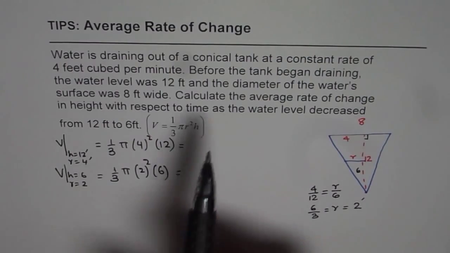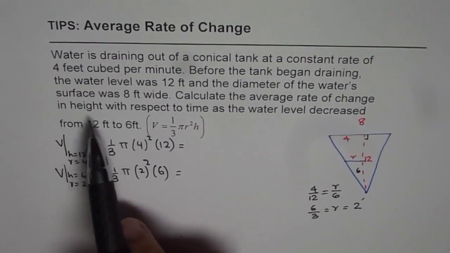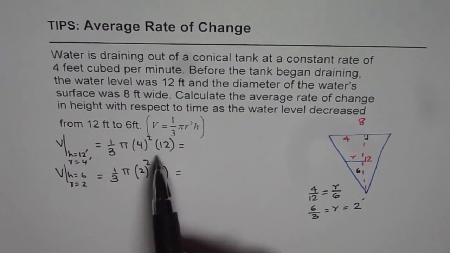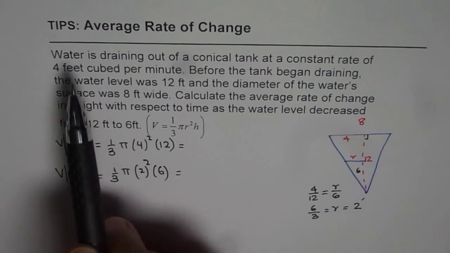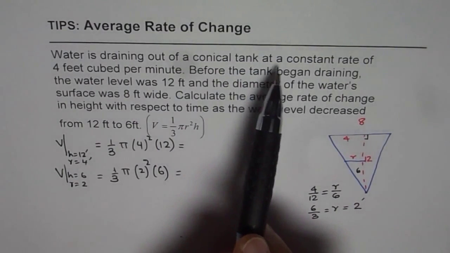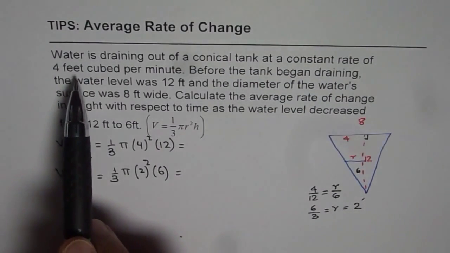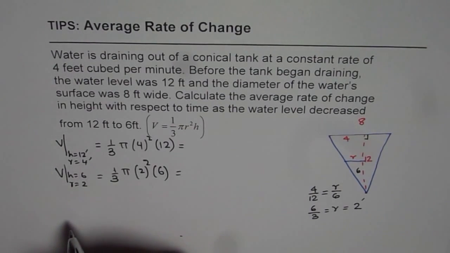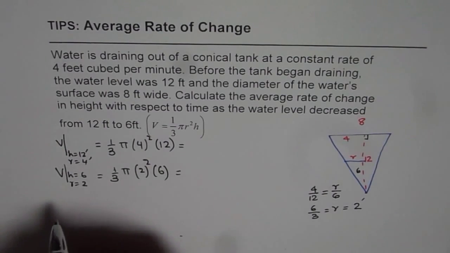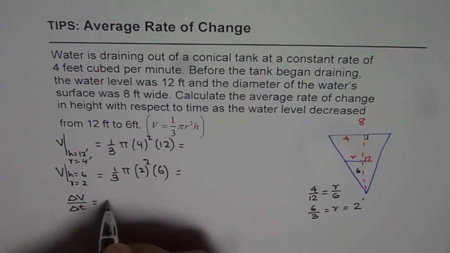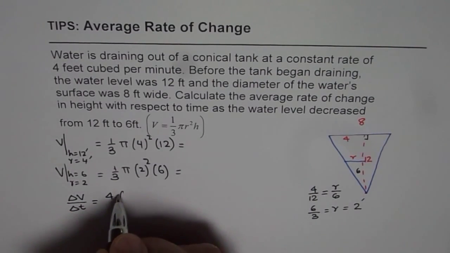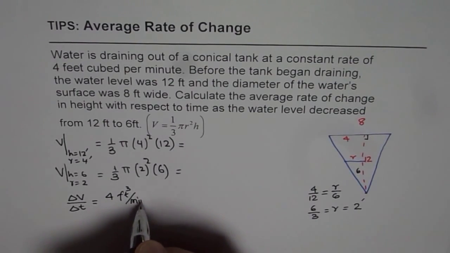Now the question is, calculate average rate of change in height with respect to time. Well, that is rate of change of volume. Now we need to find rate of change with respect to time. What we are also given here is water is draining out of conical tank at a constant rate of 4 feet cubed per minute. That means rate of change of volume with time is 4 feet cubed per minute, right? So what we know is rate of change of volume over time is actually equal to 4, right? Feet cubed per minute. That is given to us.